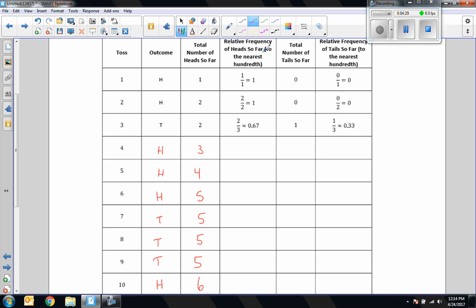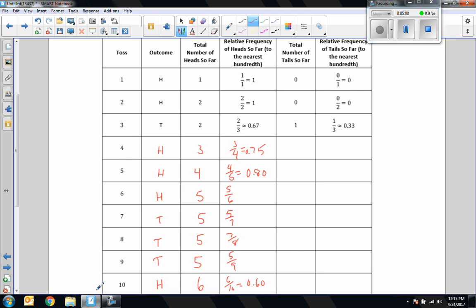Relative frequency of heads so far to the nearest hundredth. 1 out of 1 is 1. 2 out of 2 is 1. 2 out of 3 is 0.67. 3 out of 4 is 0.75. Okay. 4 out of 5 equals 0.80 or 80%. 5 out of 6, 5 out of 7, 5 out of 8, 5 out of 9, then finally 6 out of 10, which is 0.60.